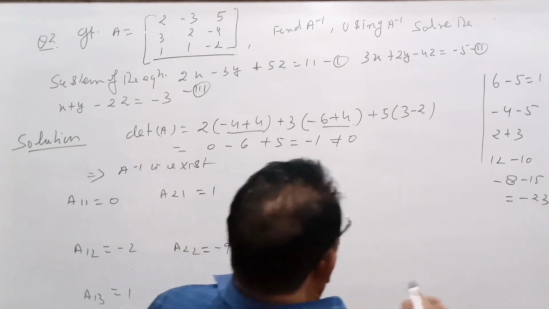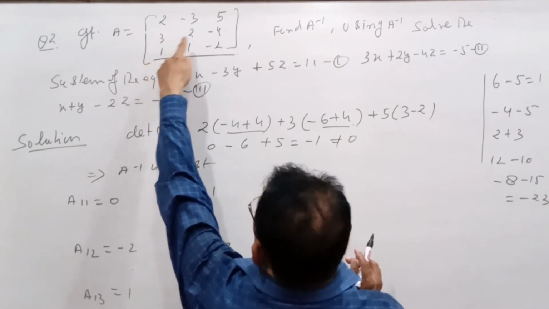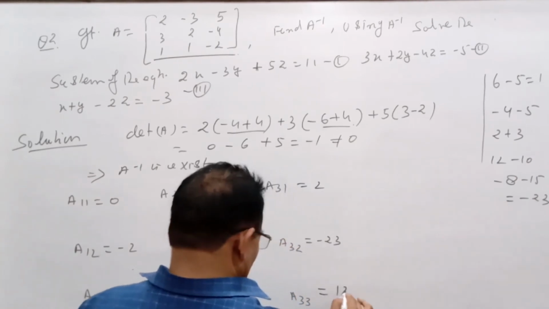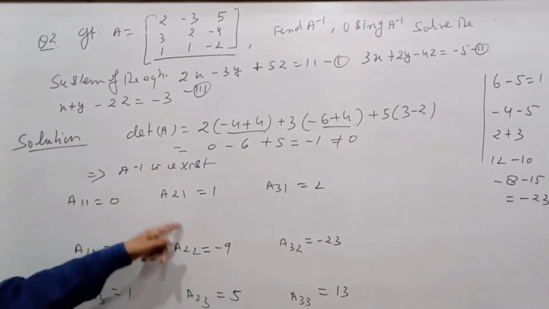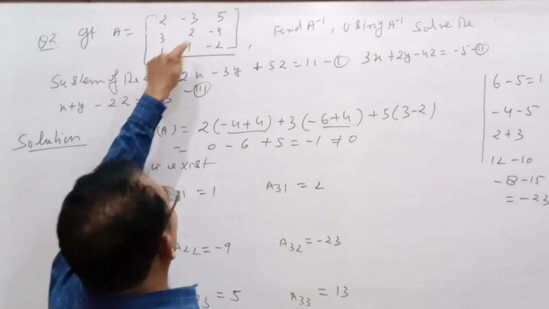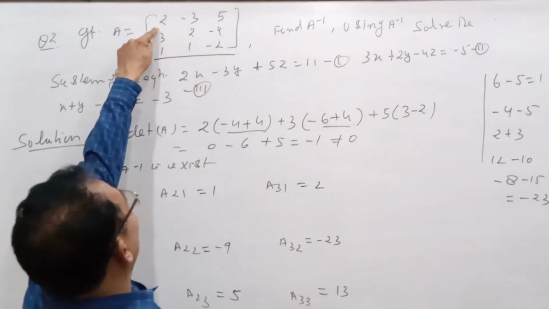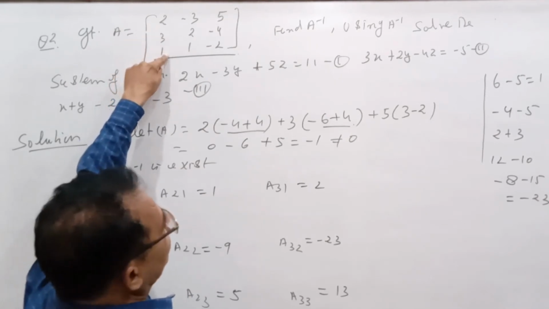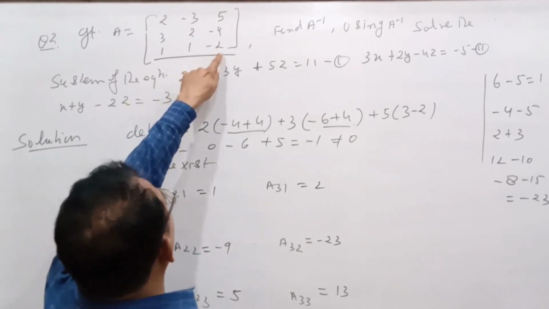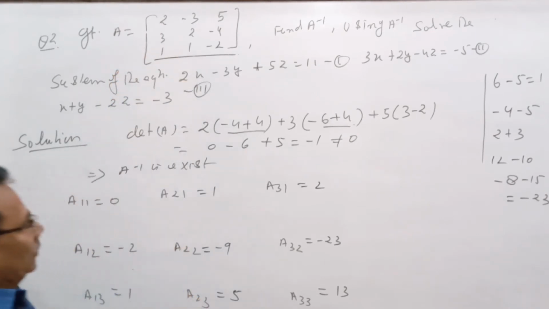Now next, that is 2 into 4 plus 9, 4 plus 9, that is 30. Again we check the cofactor of the second row, that is plus 6 minus 5 is equal to 1, correct, and that is minus 4 minus 5 is equal to minus 9, and that is 2 plus 3 is equal to 5, and so on.